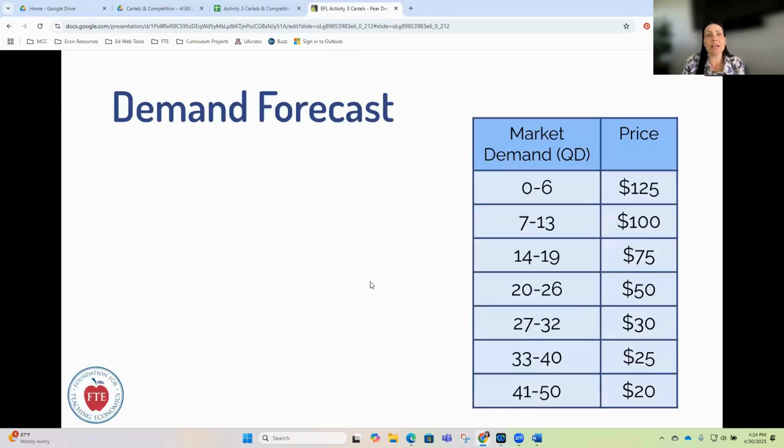So here is the demand forecast. And it shows that, if the price is $125, the market demand will be between 0 and 6. Another way to look at it would be if somewhere between 27 and 32 units of oil are supplied, the consumers will buy those, all of them, but only if the price is $30. So for those of you that teach supply and demand, does this reflect the law of demand?